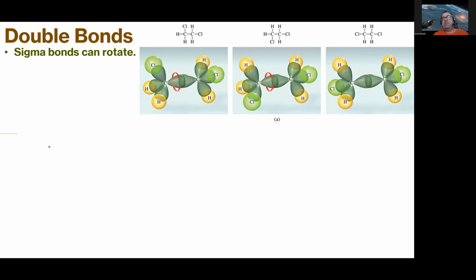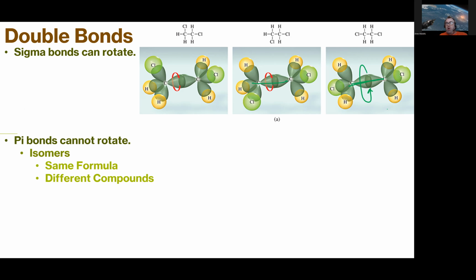There are key differences in these bonds because of how they're put together. One of those is rotation, and sigma bonds can freely rotate. We'll have an experiment all about this semester too. If we look at these two dichloroethane molecules, they look like they might be different things, but because this bond is end-on overlap along the bond axis, it can freely rotate. And so no matter how it's lined up, those are all the same thing because that bond is actually spinning around. Pi bonds do not rotate.